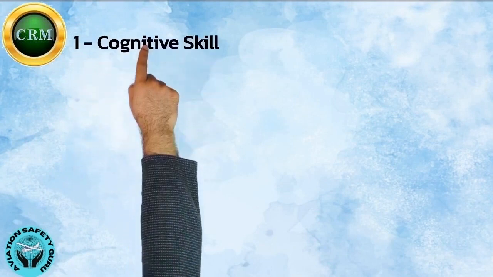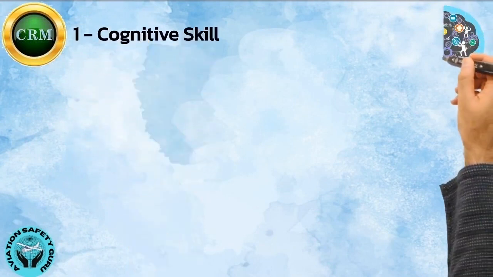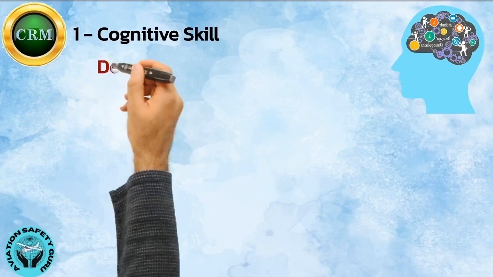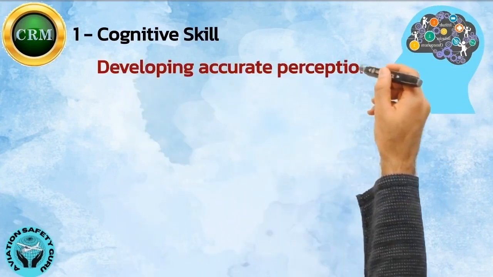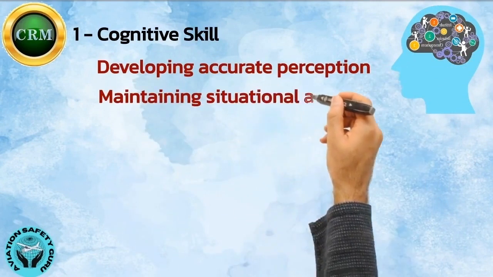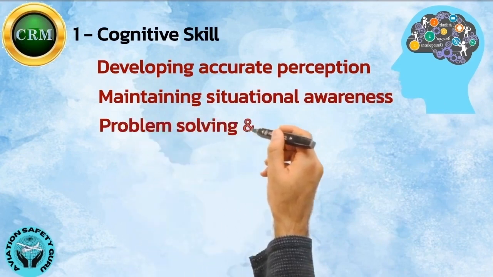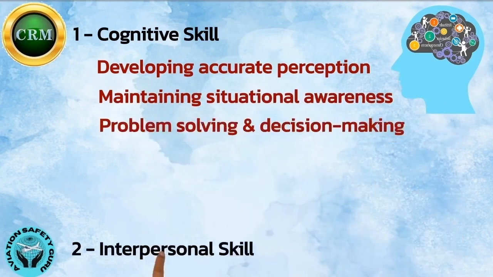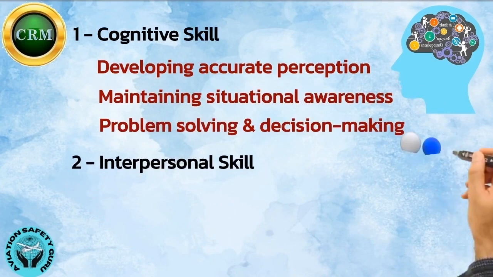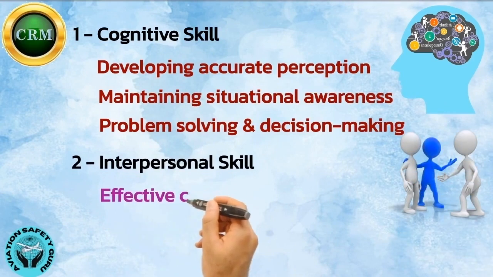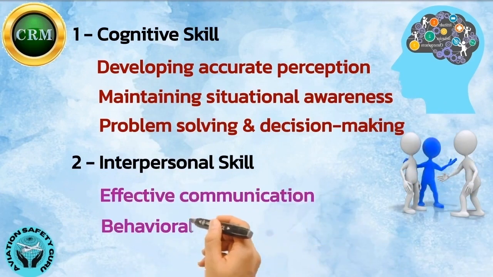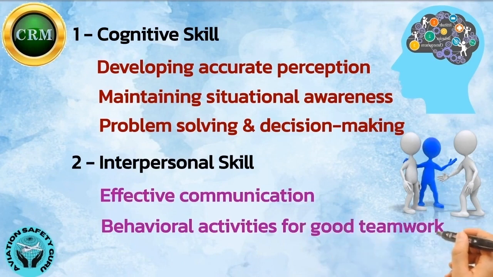CRM focuses on two skills. First is cognitive skill, that relates to the mental processes used for developing accurate perception, maintaining situational awareness, problem solving and decision making. Second is interpersonal skill, that is used for effective communication and behavioral activities for good teamwork.